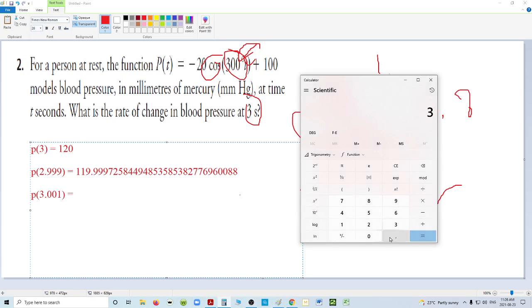And you do the same thing. You take 3.001 and you follow the order of operations. You're going to multiply by 300 in the middle. Then you're going to find the cos of it. Then you're going to multiply by minus 20. And then you're going to add 100. And you can see I get a number that's just below again.